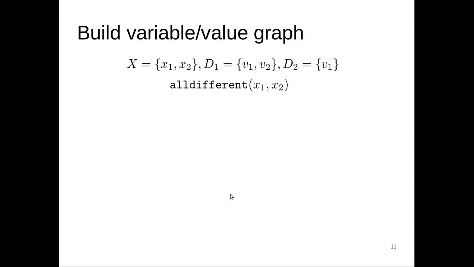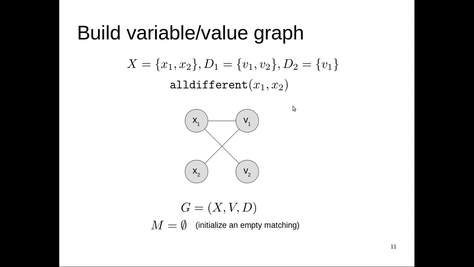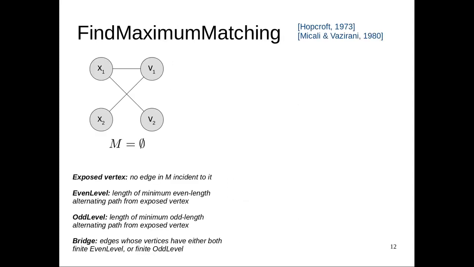The way we do that is, first, we build a variable value graph. So we have variables x1, x2 with their respective domains, and our all different constraint is defined on these variables. And so our variable value graph is going to be given by this. We have our variable nodes on the left-hand side, value nodes on the right-hand side, and the edges indicate the permissible domain or assignments of values to variables. We're going to initialize the find max matching subroutine with an empty matching.